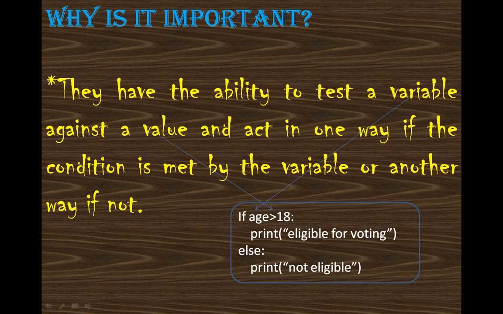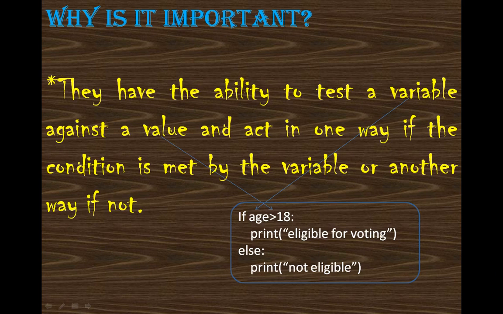Secondly, they have the ability to test a variable against a value and act in one way if the condition is met by the variable, or another way if it is not. In this example I have taken: if age greater than 18, then print eligible for voting, else print not eligible. That means the variable is what? In this case, age is the variable, and we test it against the value 18. If age is greater than 18, it will print this part. That means one part is executing, and if it is not, then the other part, that is after else, is executing.